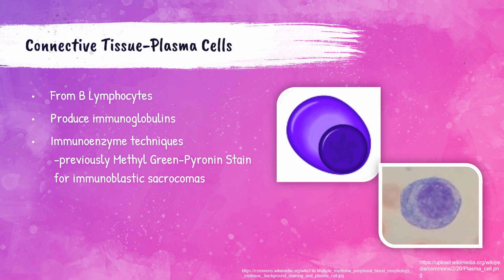Now, plasma cells are derived from B cell lymphocytes and produce immunoglobulins, which are antibodies. So examples of plasma cells can be seen on the right-hand side of the slide here. Immunoenzyme techniques are now used to demonstrate immunoglobulins, but previously methyl green pyronin stain was used to help diagnose immunoblastic sarcoma cancers.